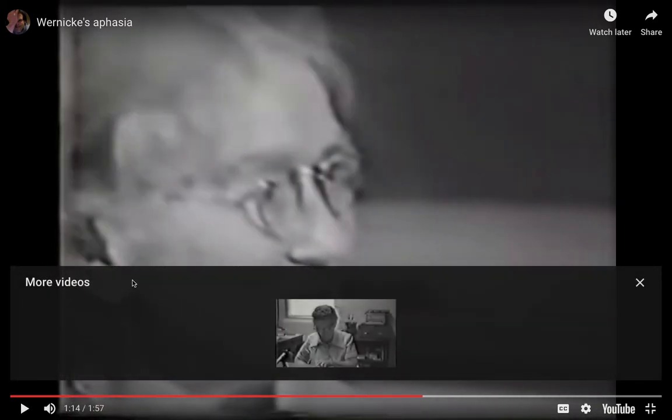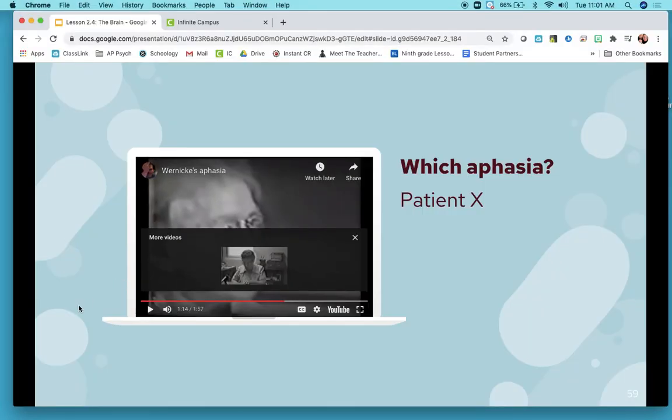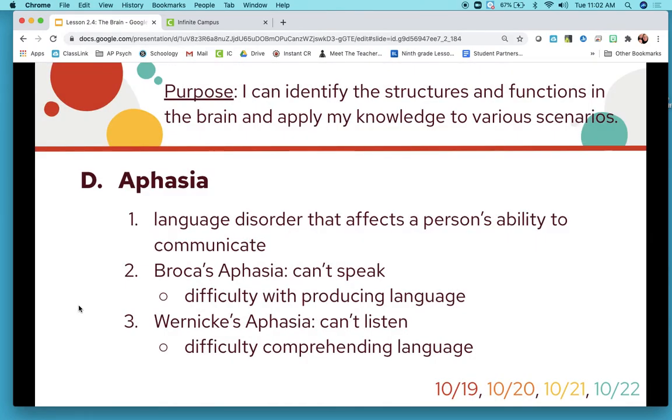So just for this video, you could see how she was not able to comprehend what the interviewer was saying to her. She could produce all the speech that she wanted, but it wasn't making sense. She didn't have meaning in her own speech. So when we look here, we have Wernicke's aphasia. And this means you can't listen, which is difficulty comprehending language.